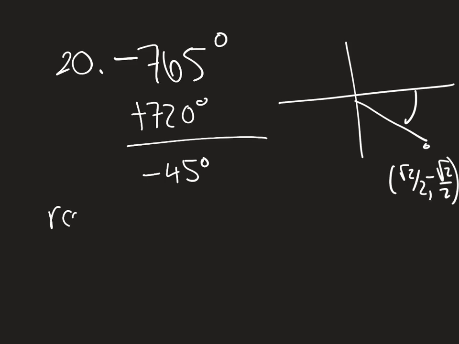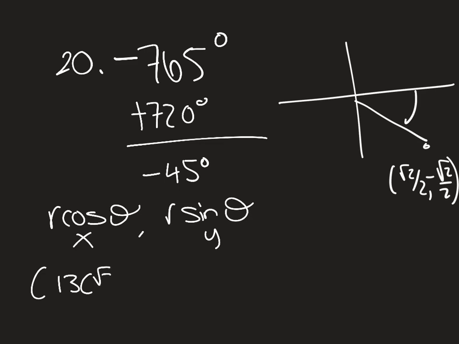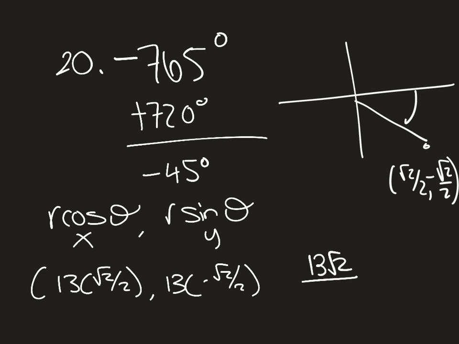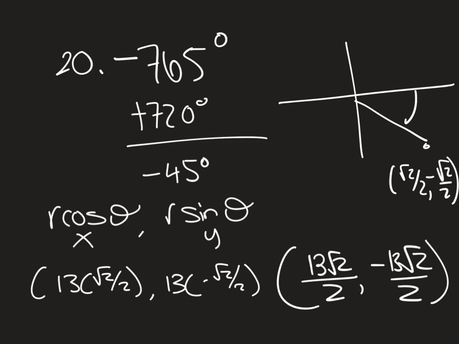And again, r cosine theta to find my x, r sine theta to find my y. So my r was 13. 13 times root 2 over 2, comma, 13 times negative root 2 over 2. So my answer for number 20 is going to be 13 root 2 over 2, comma, negative 13 root 2 over 2. So we're just using the unit circle, and our ordered pairs are going to get r times longer because my radius was bigger than 1.